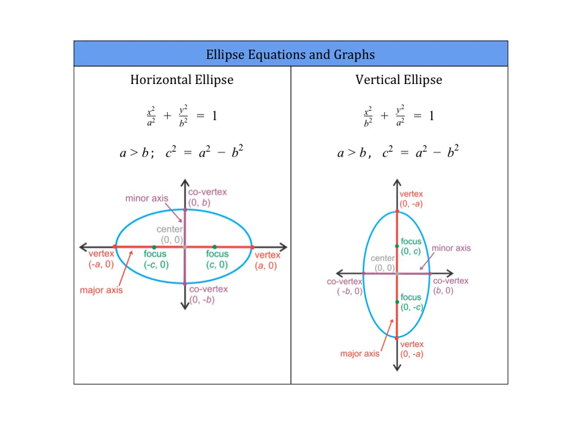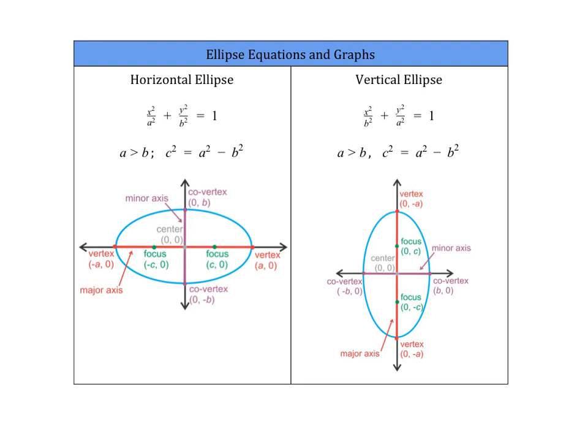So now we're going to look at some ellipse equations and graphs. I do want to point out that today we are not going to be shifting any of our graphs, so everything will have a center at the origin. A horizontal ellipse equation looks like this. Its form is x squared over a squared plus y squared over b squared equals 1.